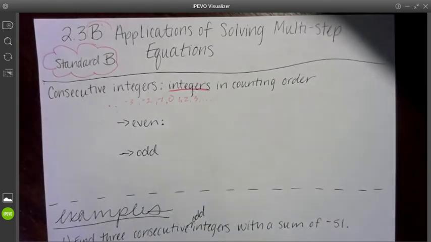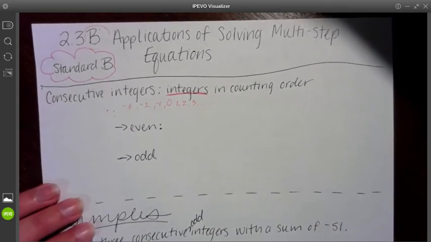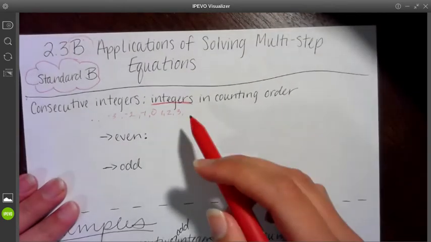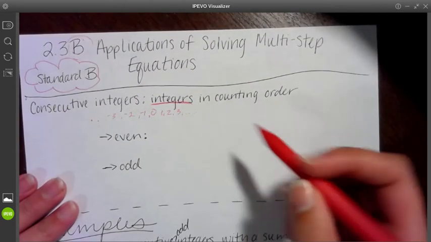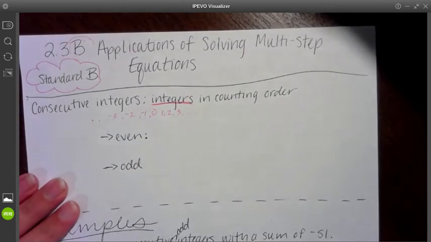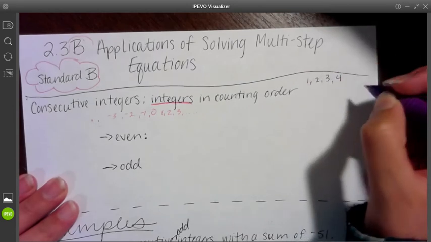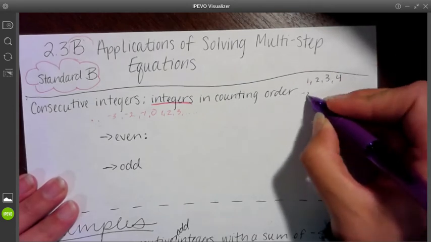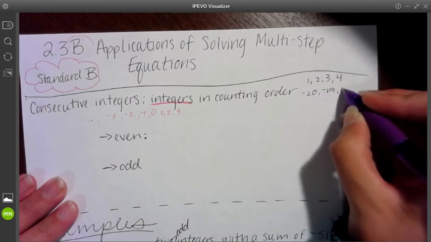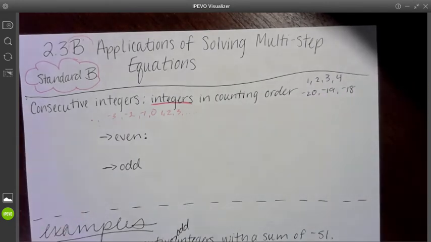So examples of consecutive integers, integers in counting order. That would be like 1, 2, 3, 4. Those are consecutive integers. -20, -19, -18. Those are also consecutive integers. They're integers in counting order.